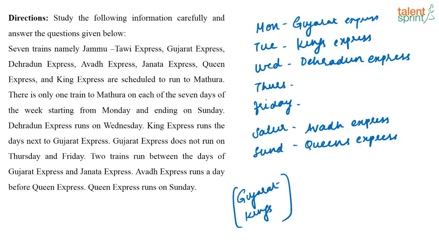Now, next you have 2 more days to fill, that is Thursday and Friday. Now, they have said that 2 trains run between the days of Gujarat Express and Janata Express. So, between Gujarat and Janata Express, there are 2 trains running. So, which should be Janata? This obviously has to be Janata Express. Now, which is the train that's going to be running on Friday? That has to be Jammu Tawi Express. So, this is your final arrangement. Okay? Yes. Now, let us look at the questions that follow.